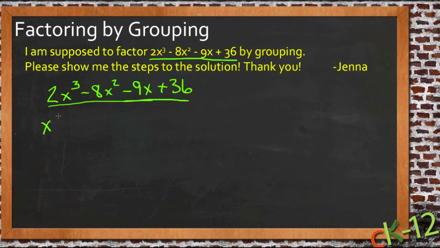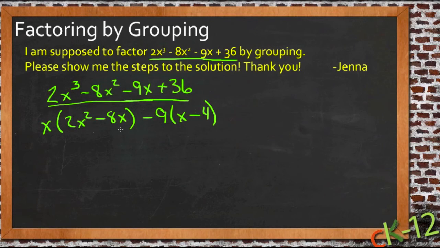So that'll give us x times 2x squared minus 8x. And then for the second two, actually, let's pull out a negative 9 because it's kind of nice to have that first term in there be positive. So this would be negative 9 times x minus 4. Negative 9 times x would be negative 9x, and negative 9 times negative 4 would be positive 36. Okay, so that's broken up and it's factored by grouping.